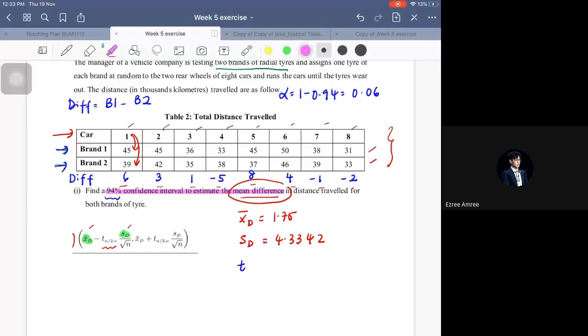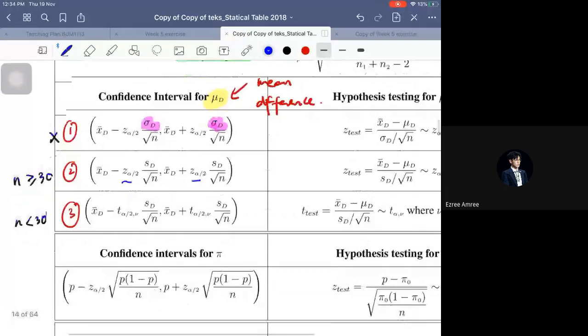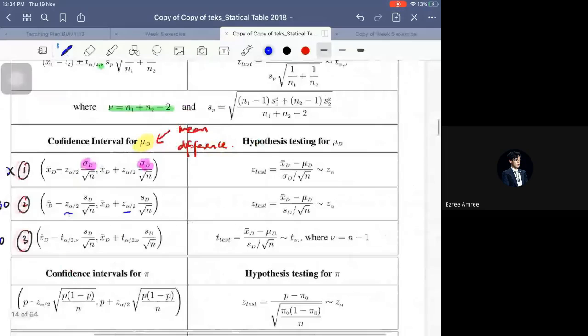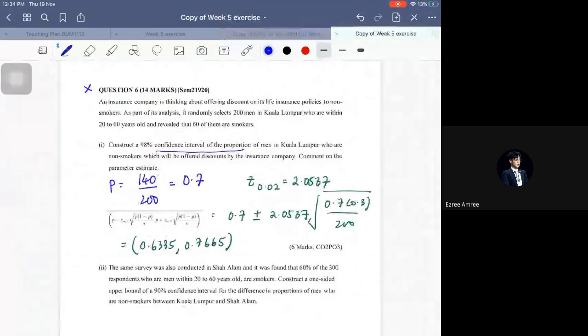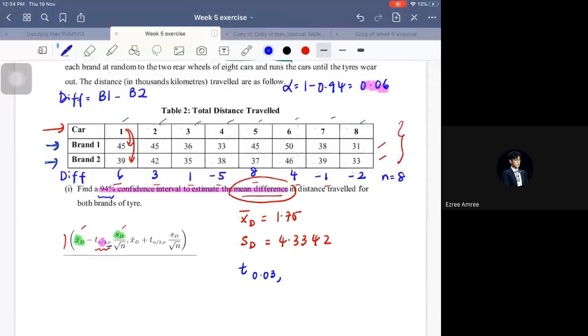But according to the formula, we don't want alpha, but in fact, we want alpha over 2. So when this value I divide it by 2, I will end up getting alpha over 2, a value of 0.03. And that's nu right here. And according to the formula, what is going to be the nu? So nu is going to be defined as being n minus 1. For this case, our n value is equal to 8. We have 8 samples. So n minus 1, that is going to equal 7.